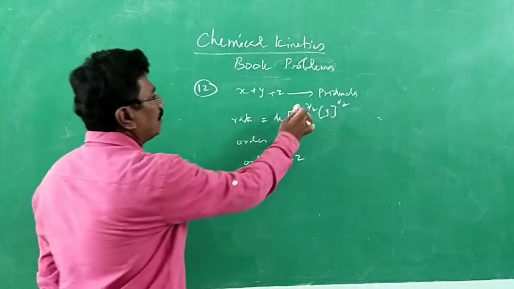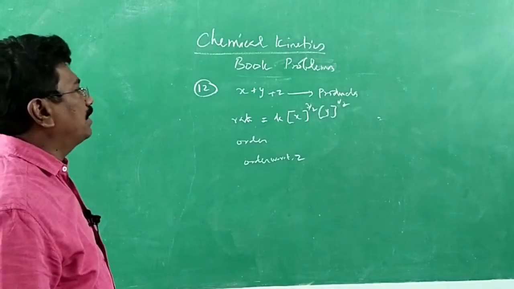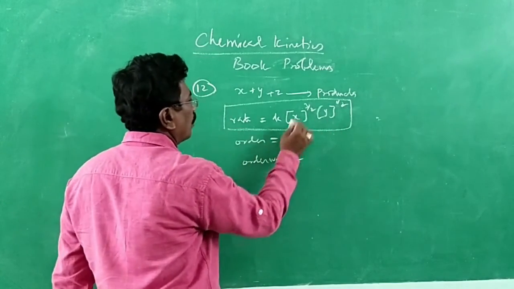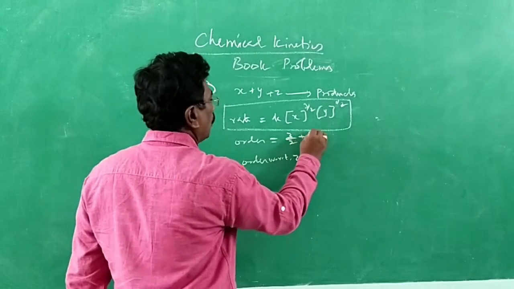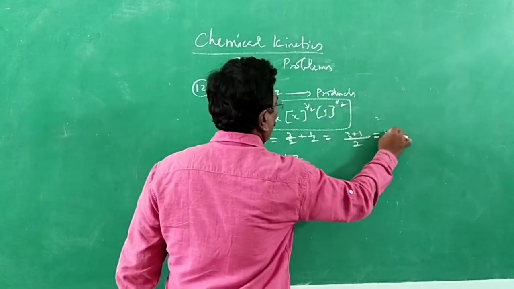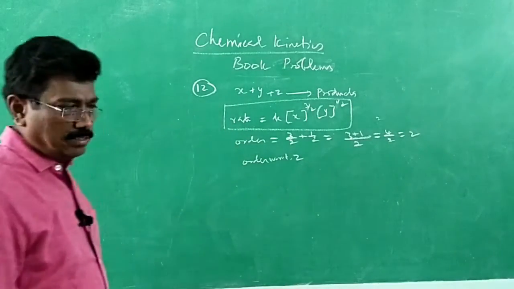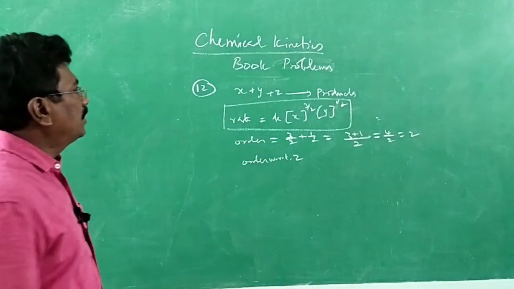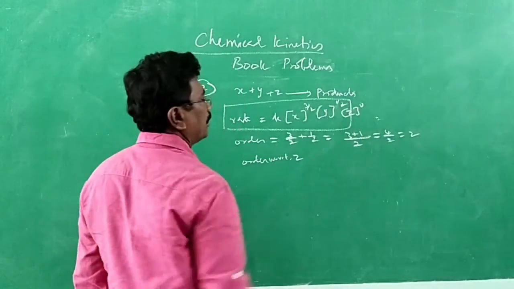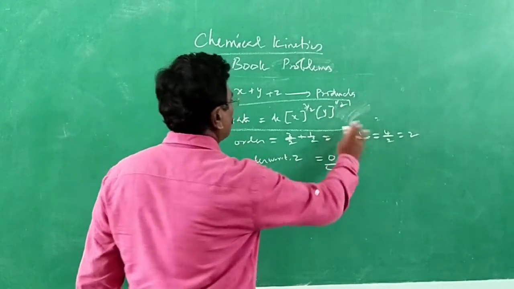Overall order is the sum of the powers of the concentration terms found in the experimentally determined rate law or rate equation. Therefore, order is 3 by 2 plus 1 by 2, which is equal to 4 by 2, which is nothing but 2. One and a half plus half is 2, that's all. Again, a mental sum. With respect to Z, nothing is present. It should be Z to the power 0. That means the order with respect to Z is 0.